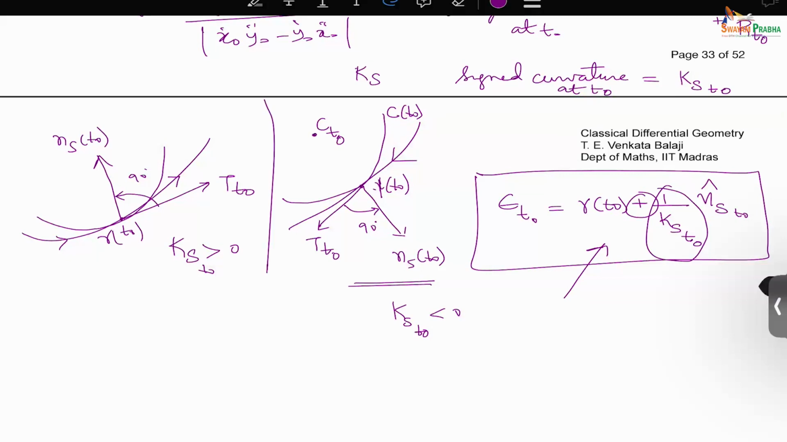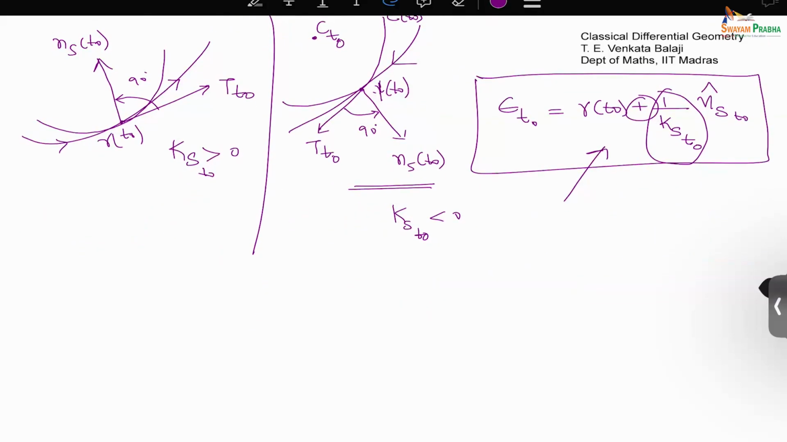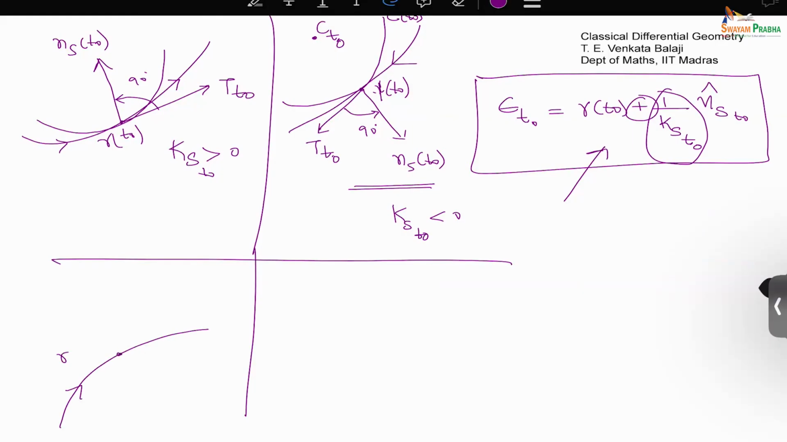Okay, so you see there are cases of negative curvature and positive curvature, and of course this is for curves which look like concave upwards. You can also have a similar situation. You can draw two more pictures. Suppose a curve is like this, is being traversed like this. Then you see, and this is the point gamma of t naught.